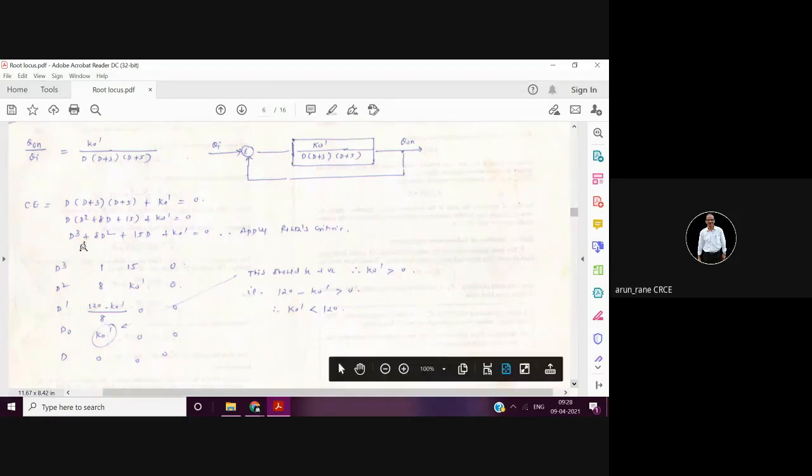So this is what is the Routh array. And since the system is stable, this has to be positive. This has to be positive means this is plus, so this also should be plus. So (120 minus k naught dash) divided by 8 greater than 0. So the value of k naught should be less than 120 for the system to be stable.